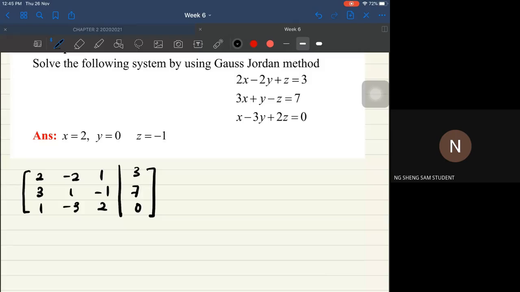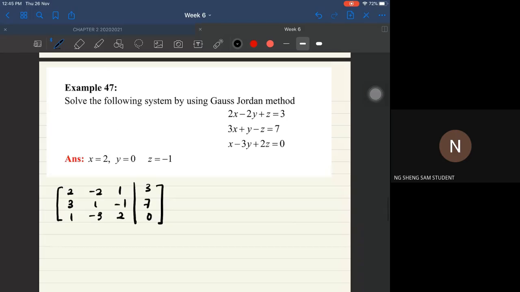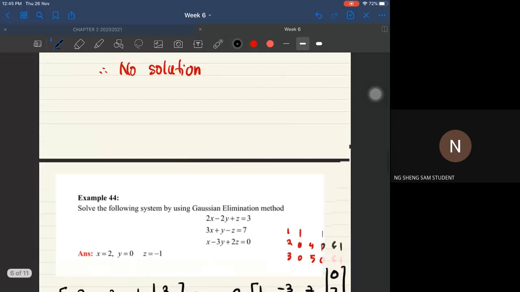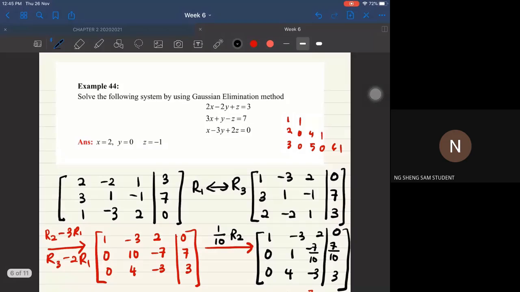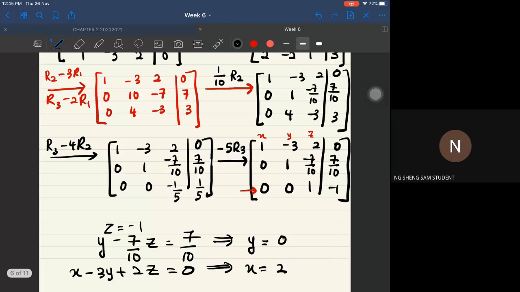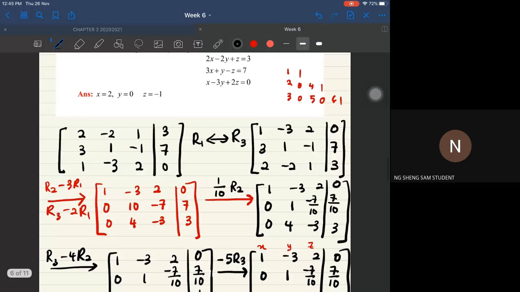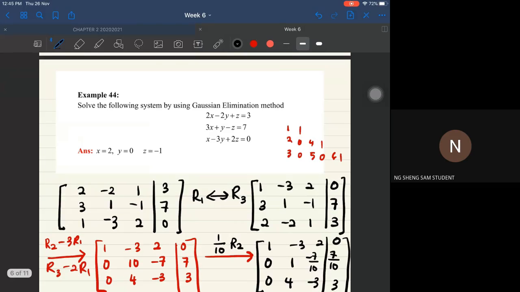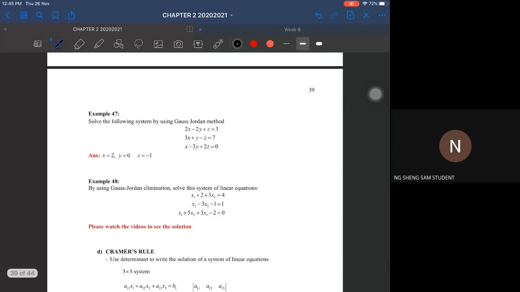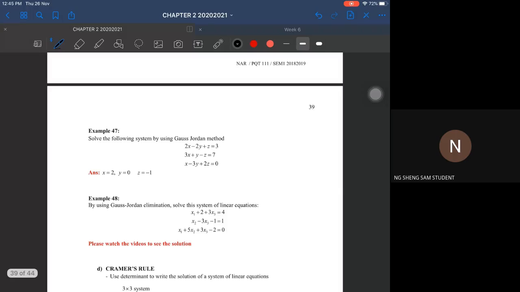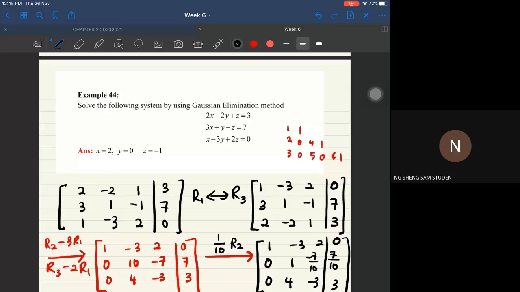Saya rasa example ni sama dengan example tadi. Betul tak? Kan, sama kan? Okay. Sama kan? Dua kosong negatif 1, 2 negatif 2, 1, 3, 1. Okay, sama. Example yang sama.